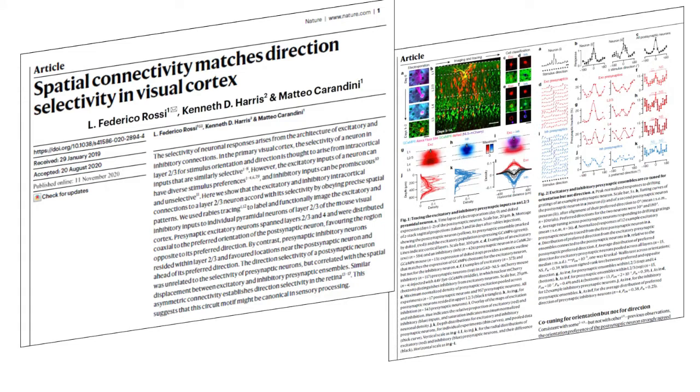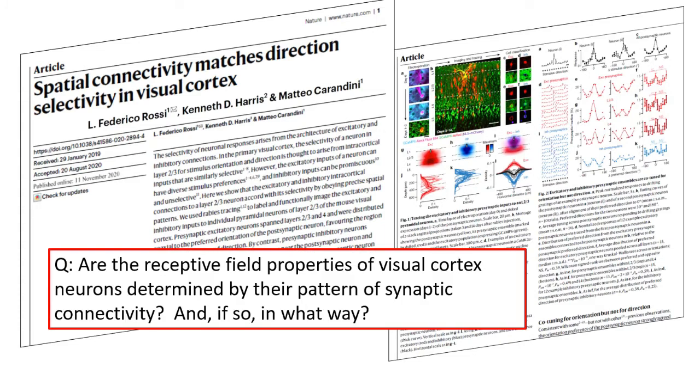It addresses a question that has obsessed neuroscientists since at least the classic circuit models proposed by Hubel and Wiesel in the early 1960s. Specifically, are the receptive field properties of visual cortex neurons determined by their pattern of synaptic connectivity? And if so, in what way?